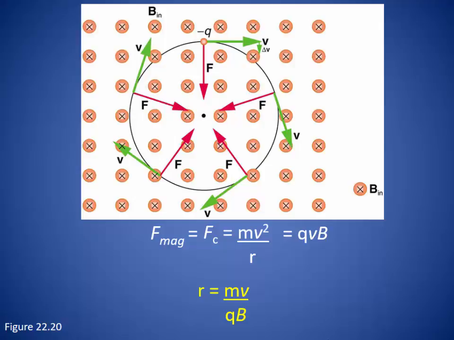Remember that charges are going to move in opposite directions. In this example, we had a negative charge in a magnetic field going into the page that is forming a clockwise motion. If the charge would have been positive, the motion would have been in a counterclockwise direction.